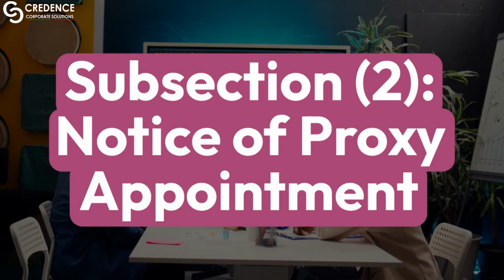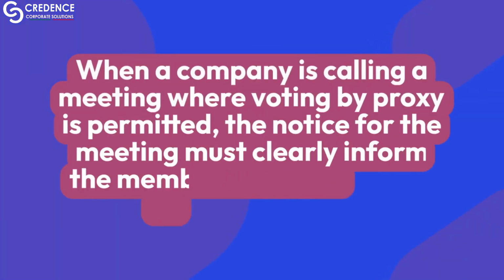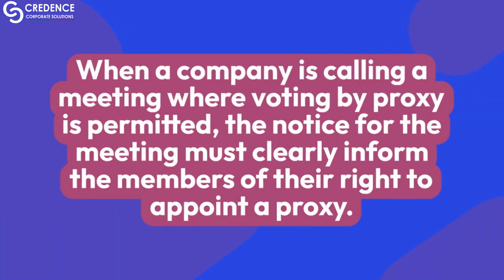Subsection 2. Notice of proxy appointment. 1. Information in meeting notice. When a company is calling a meeting where voting by proxy is permitted, the notice for the meeting must clearly inform the members of their right to appoint a proxy.